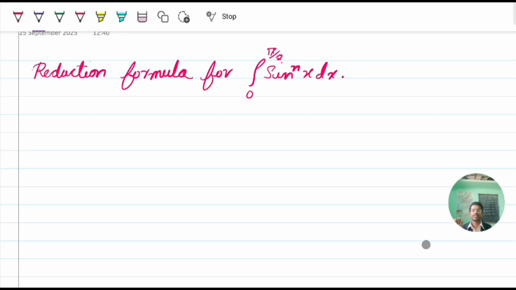Let's start today's lecture, which is about the reduction formula for integration from 0 to pi by 2 of sine power n x dx. Okay, let's solve this.